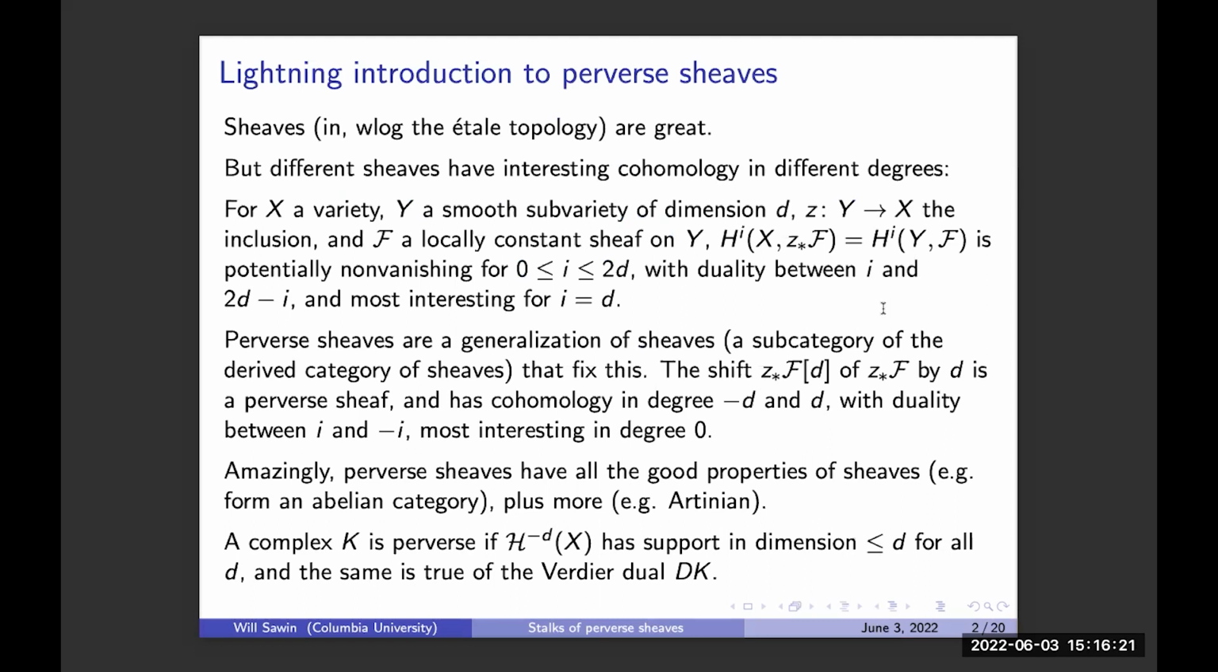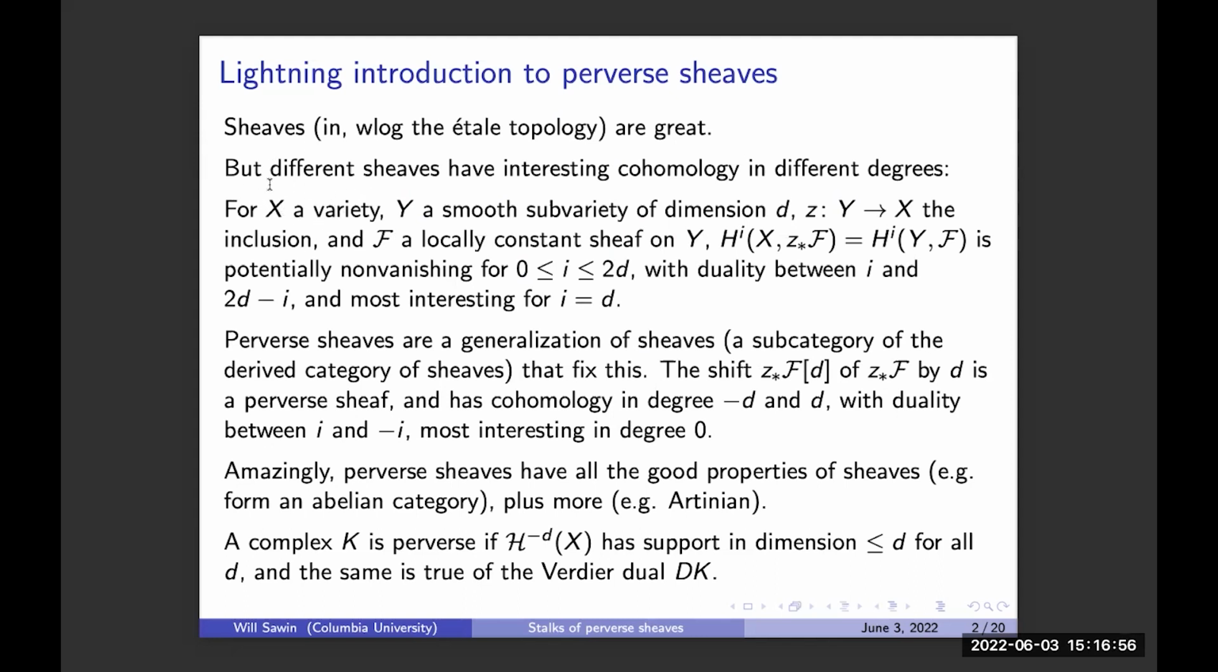I want to begin. This whole talk is going to be about perverse sheaves. So I want to begin by giving either a quick review or a very, very brief introduction to the notion of a perverse sheaf. You can think of them in a couple different ways. But one way I like to think about them is as solutions to a problem with the ordinary notion of sheaves, which is that different sheaves have their most interesting cohomology in very different degrees.